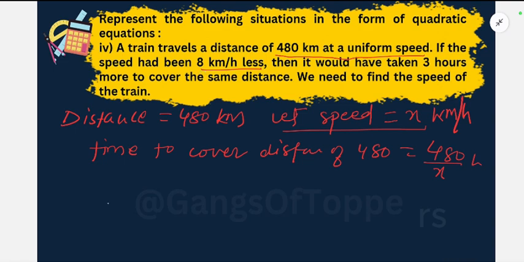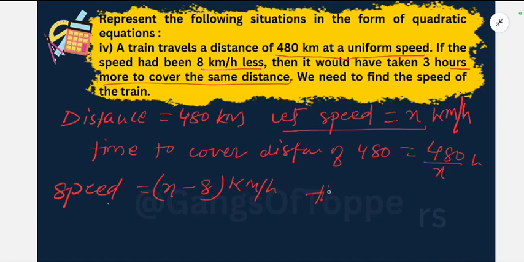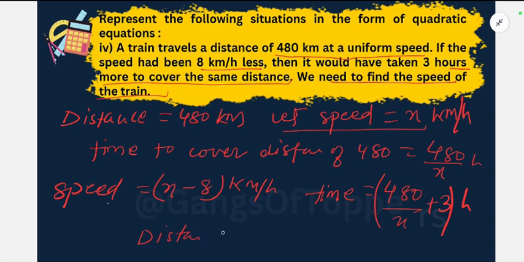Now further the question says, if the speed had been 8 kilometer per hour less, then the new speed becomes x minus 8 kilometer per hour, and it will take 3 hours more to cover the same distance. तो यहाँ पे जो टाइम हो जाएगा वो जो पहले का टाइम था, ये टाइम 480 बाई एक्स, और इसमें ये 3 घंटा एक्स्ट्रा ले लेता है. राइट, एंड वी नीड टू फाइंड द स्पीड ऑफ द ट्रेन. ओके, अब सेम डिस्टेंस कवर कर रहा है, देन यहाँ पे क्या हो जाएगा, हम लोग लिखेंगे फॉर्मूला, डिस्टेंस इक्वल्स टू speed into time.